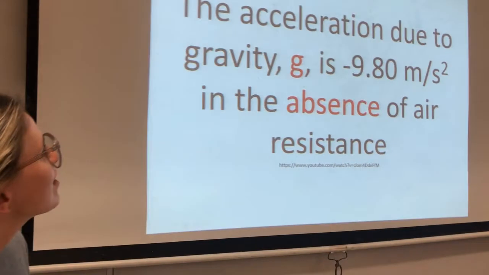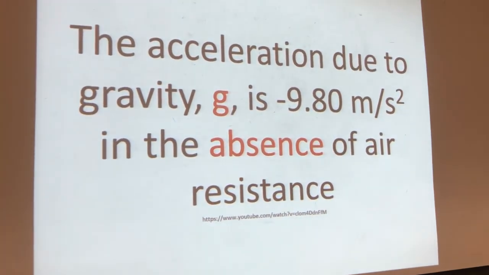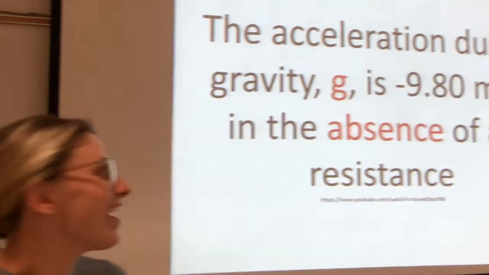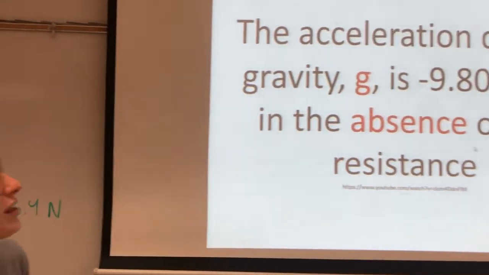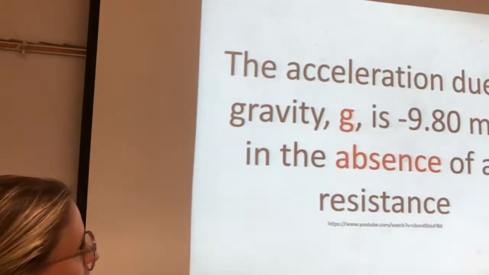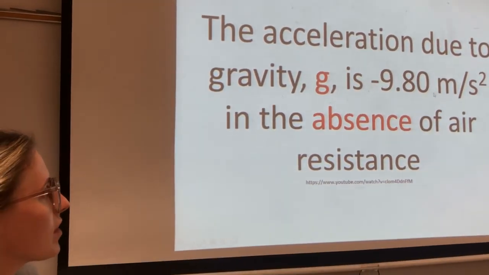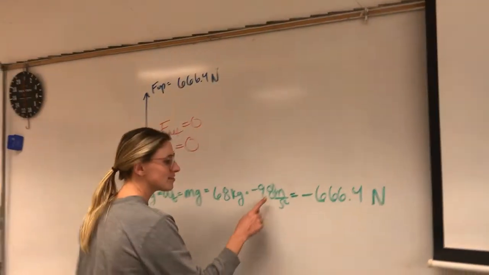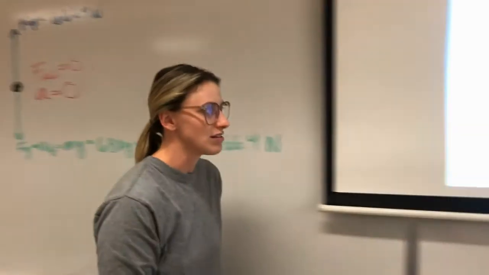Okay, the acceleration due to gravity, g, is negative 9.8 meters per second squared. We just use that, right? In the absence of air resistance. That's very important. Let me say that again. The acceleration due to gravity, g, is negative 9.8 meters per second squared in the absence of air resistance. So this number is only true in the absence of air resistance.